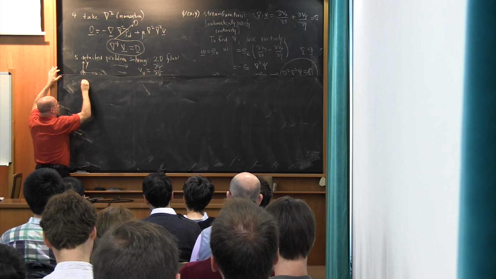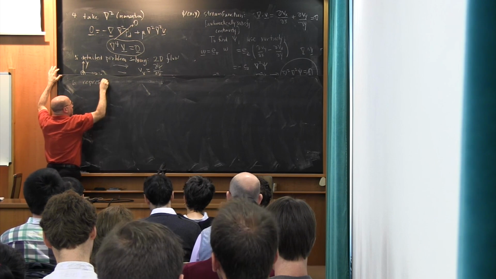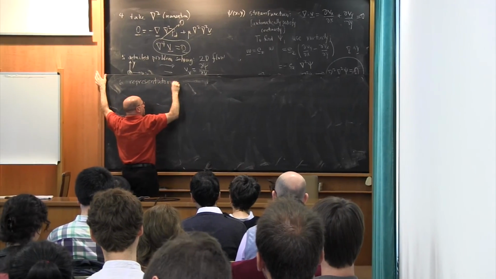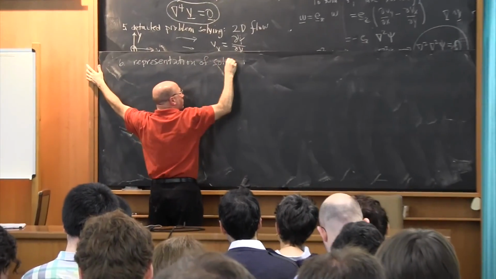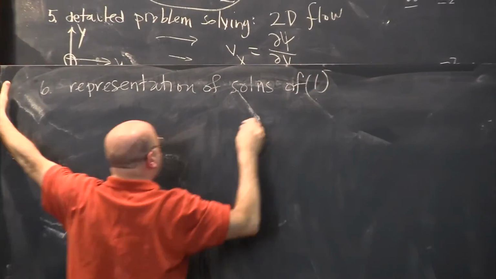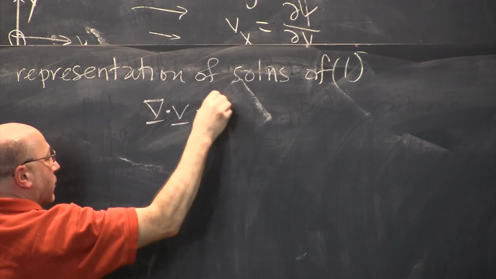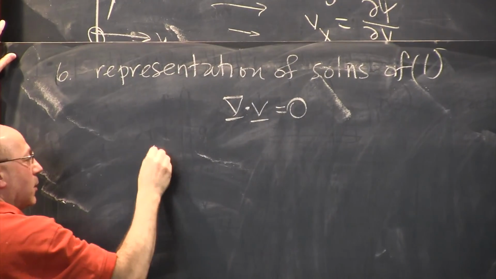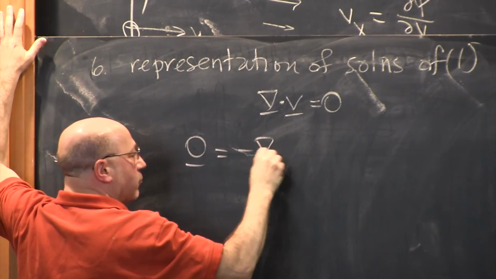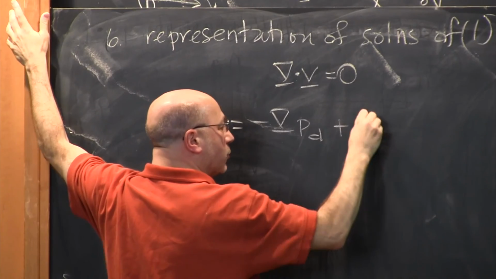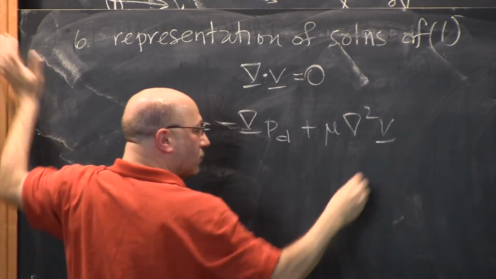I might call this a representation of solutions. So suppose someone says to you, solve divergence of v is 0, and solve 0 is minus gradient of a pressure plus mu Laplacian of v.